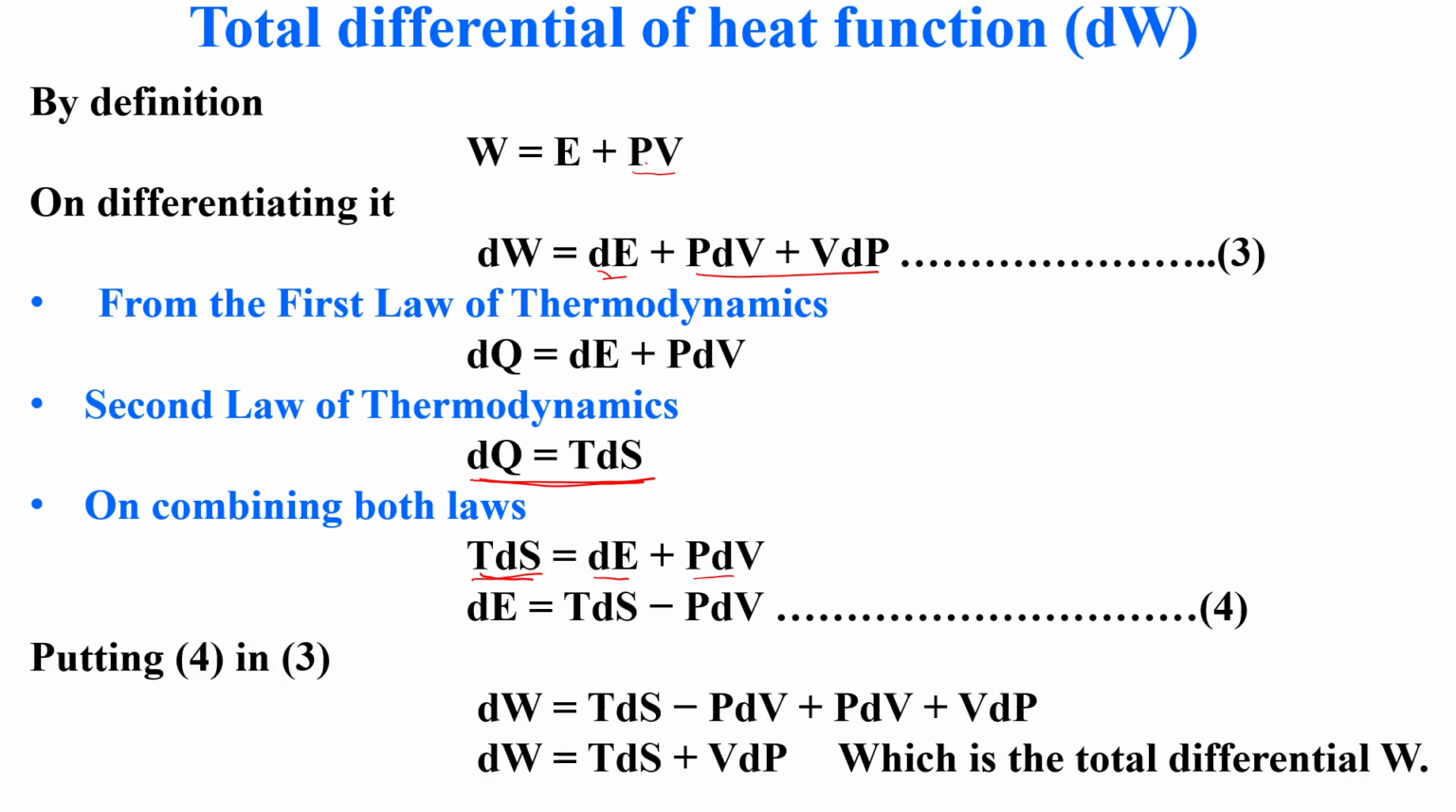Now putting equation number 4 into 3, this dE can be substituted here. So dW is equal to TdS minus PdV, this is dE, plus PdV plus VdP. On simplifying this, we can see that minus PdV and plus PdV will cancel out. So we are left with only two terms on the right hand side, which are TdS plus VdP, which is the total differential of heat function W and is represented by dW. This is the total differential of W.